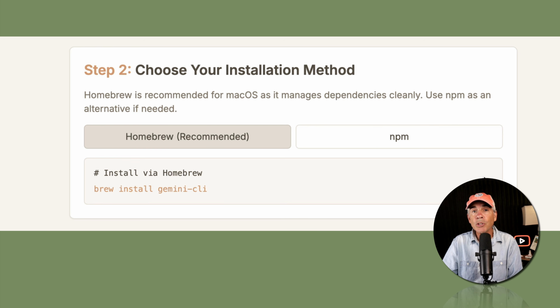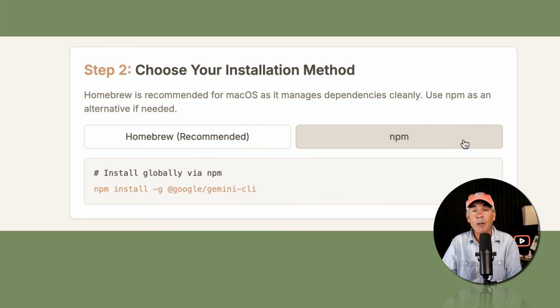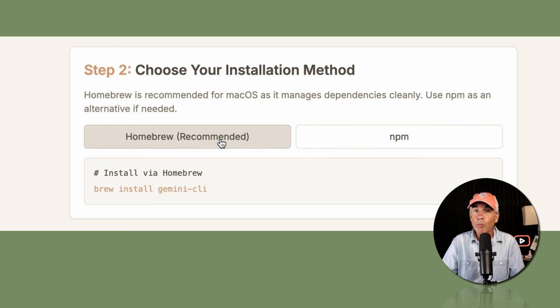For Windows users, and if you're Mac or Linux and for some reason you cannot or do not want to run Homebrew, you can install Gemini CLI using npm, or Node Package Manager. But I am on a Mac with Homebrew, so I'm going to be using Homebrew. All you need to do to install Gemini CLI is just copy and paste this little snippet of code in terminal. And all that's saying is use Homebrew to install Gemini CLI. Can't get much easier than that.